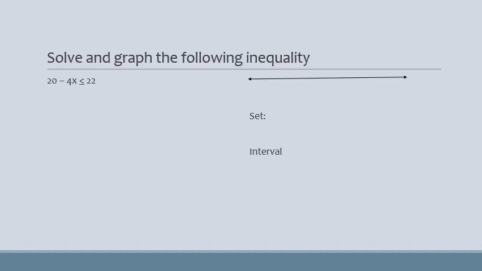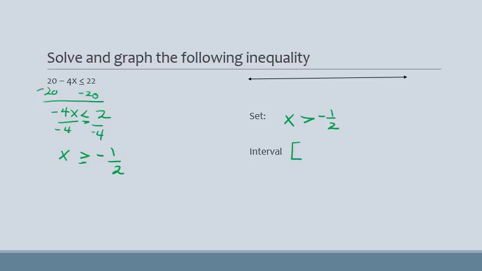In this example, I'm going to subtract 20 from both sides, and I'm going to get negative 4x is less than 2. I'm going to divide both sides by negative 4. Since I'm dividing both sides by a negative, I've got to flip the order symbol so it's greater than negative 1/2. Okay. In set notation, x is greater than negative 1/2. In interval, it's parentheses. Oh, it's greater than or equal to. So it's going to be brackets, negative 1/2, and then positive infinity. So if you want to go 0, 1, 1/2, it's going to be a closed circle. And my arrow will go to the right.